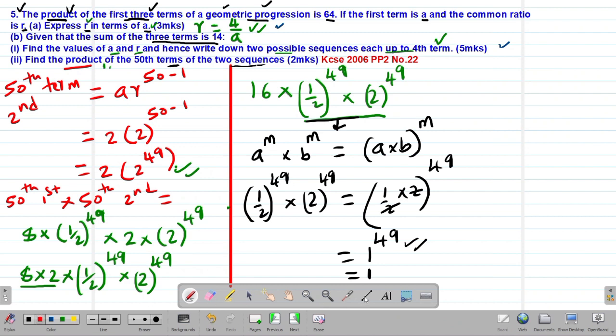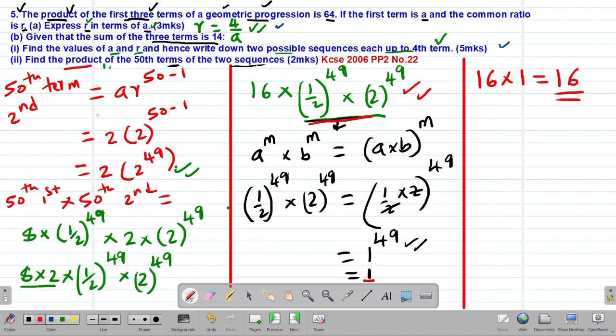Therefore, our equation will now remain to be 16, multiplied by this part, which has given us positive 1. So 16 multiplied by 1. Therefore, our final answer is going to be 16. Therefore, the product of the 50th terms of the two sequences is actually positive 16.